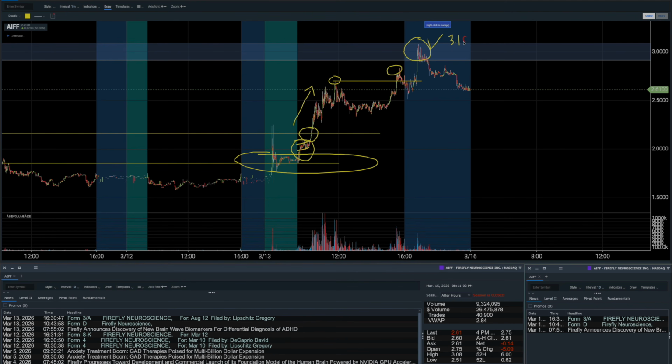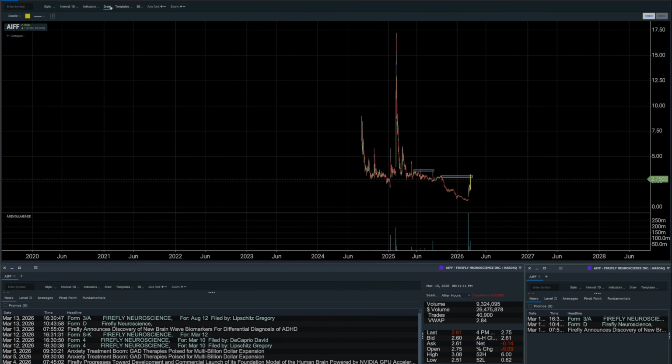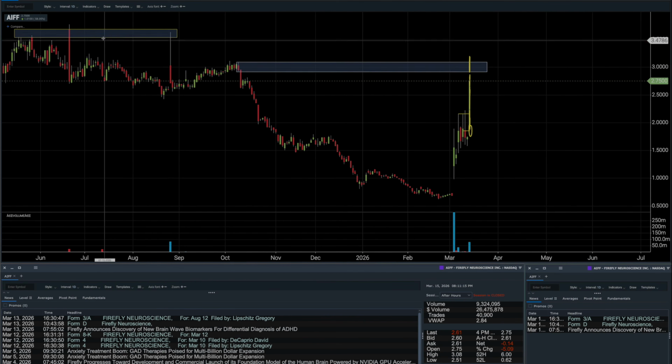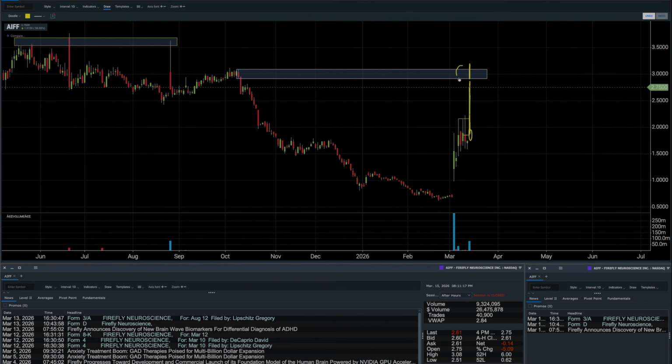my original target. Now, the obvious question is, why was $3 the target from a 195 entry? The answer becomes clear when you zoom out to the daily chart. That's a very clear supply zone around the $3 level, which was the most important overhead resistance area on the chart. So the trade idea was simple, a move from support into that daily supply zone, and that's exactly what the stock did. Once price pushed into that area, we saw a clean rejection off that $3 supply zone, which is very typical behavior when a stock runs directly into major resistance.